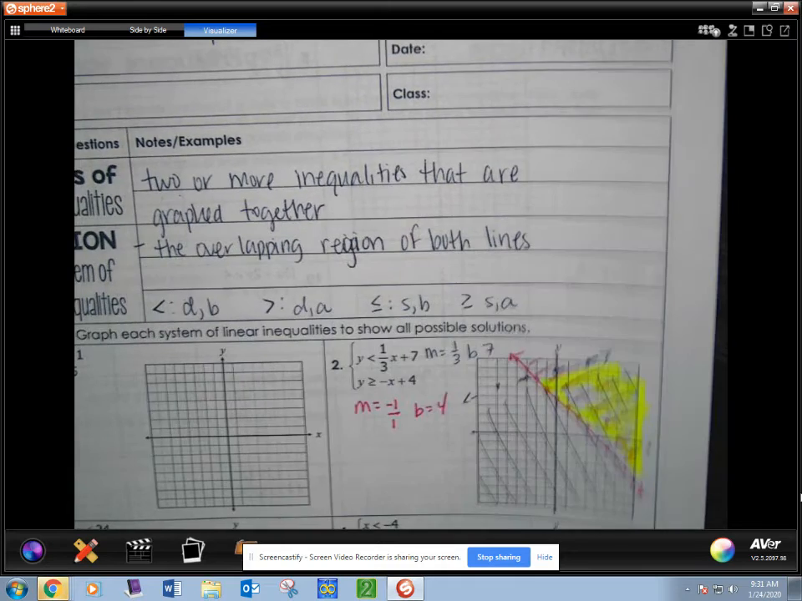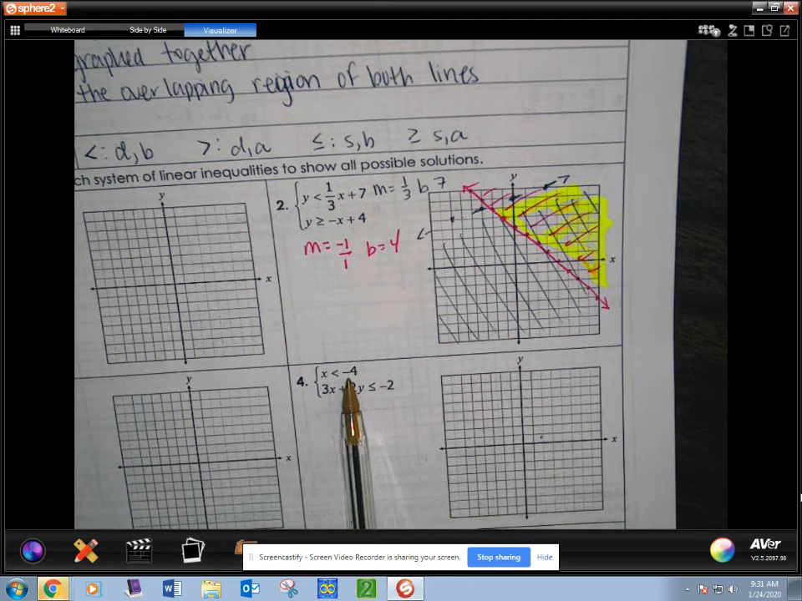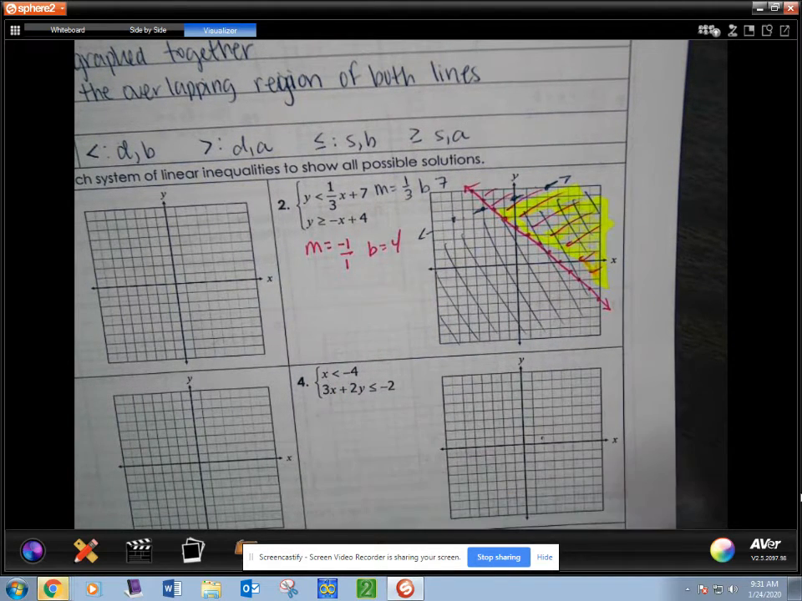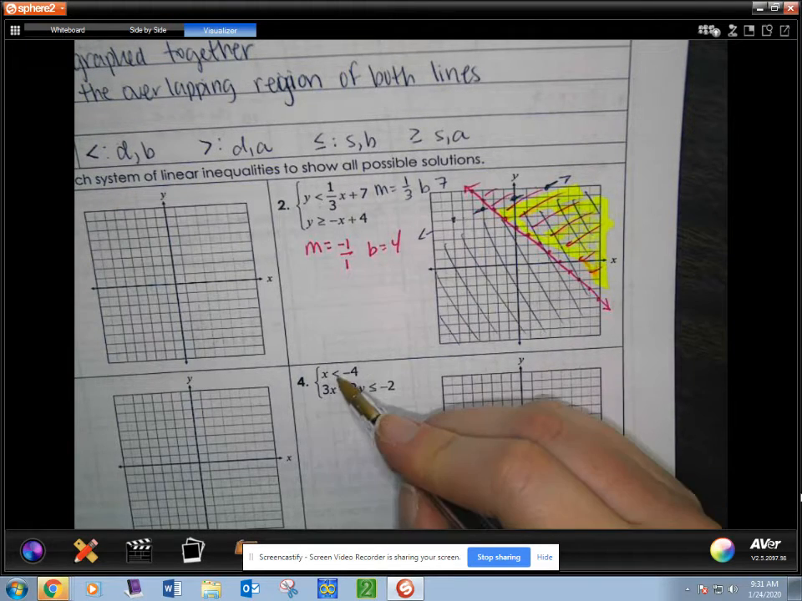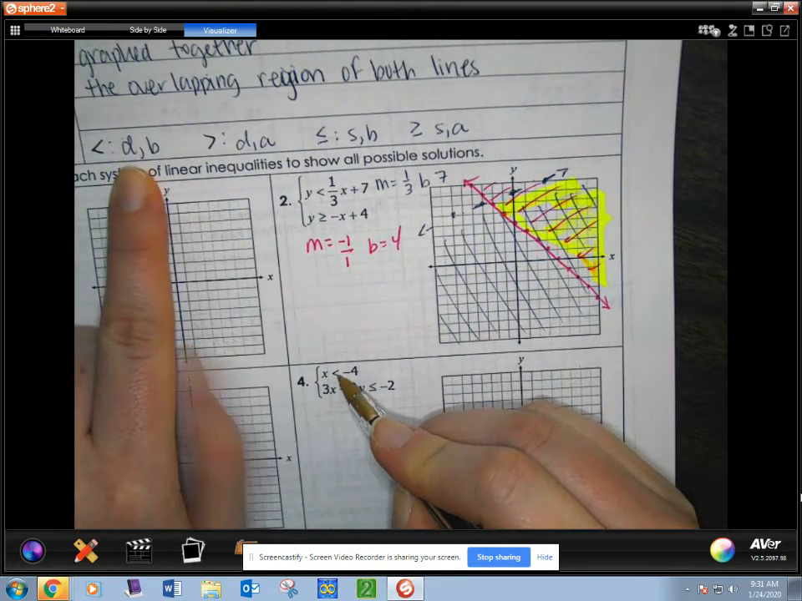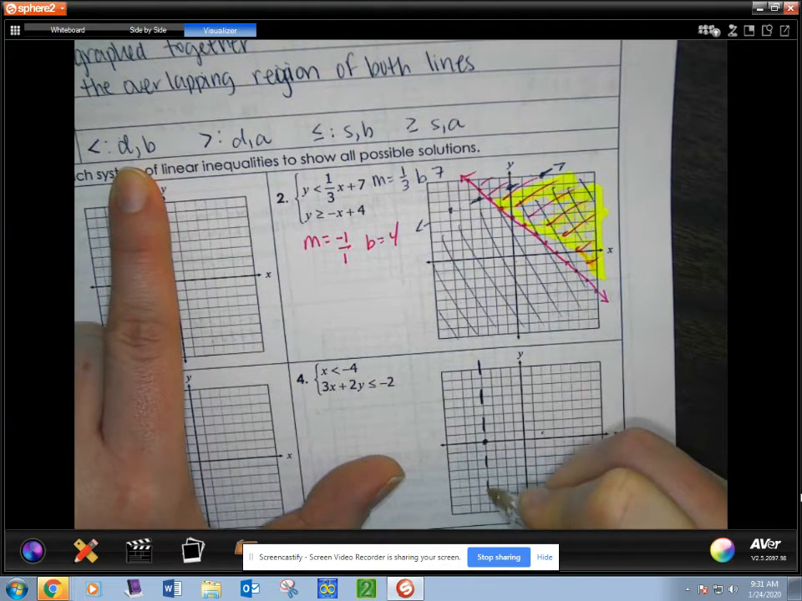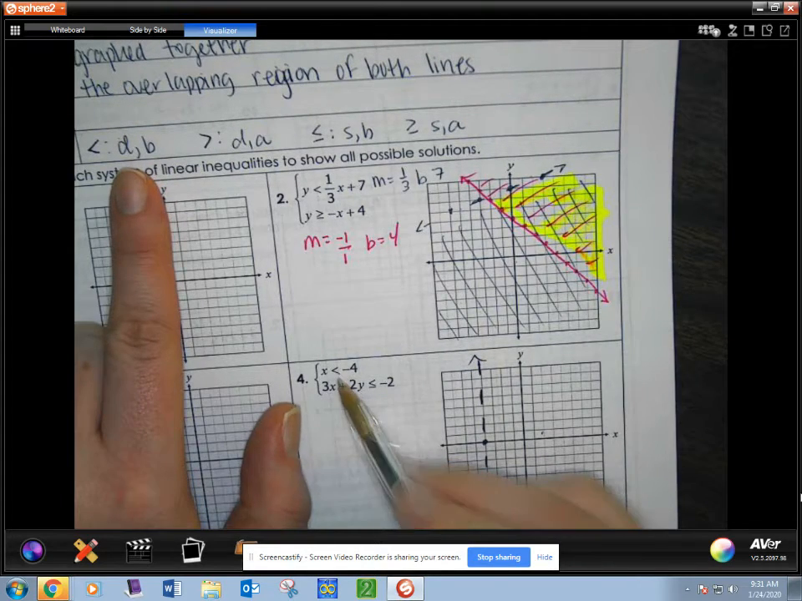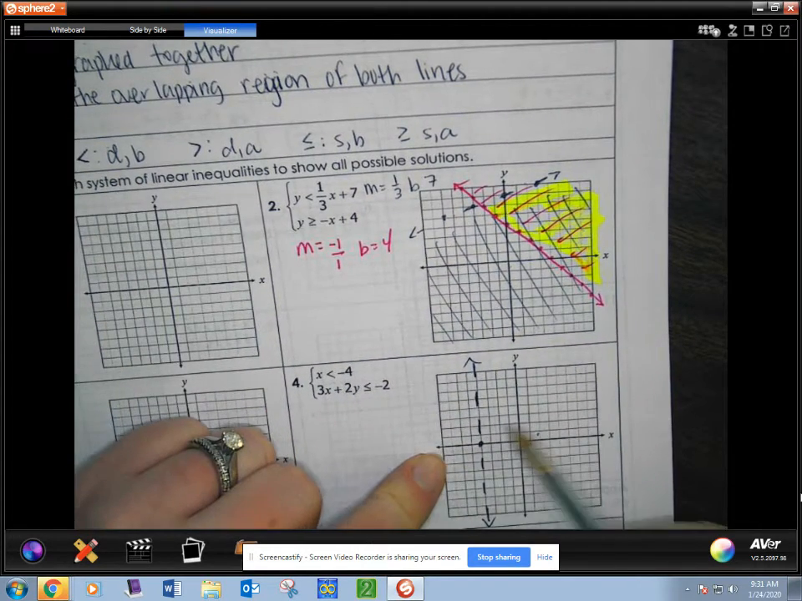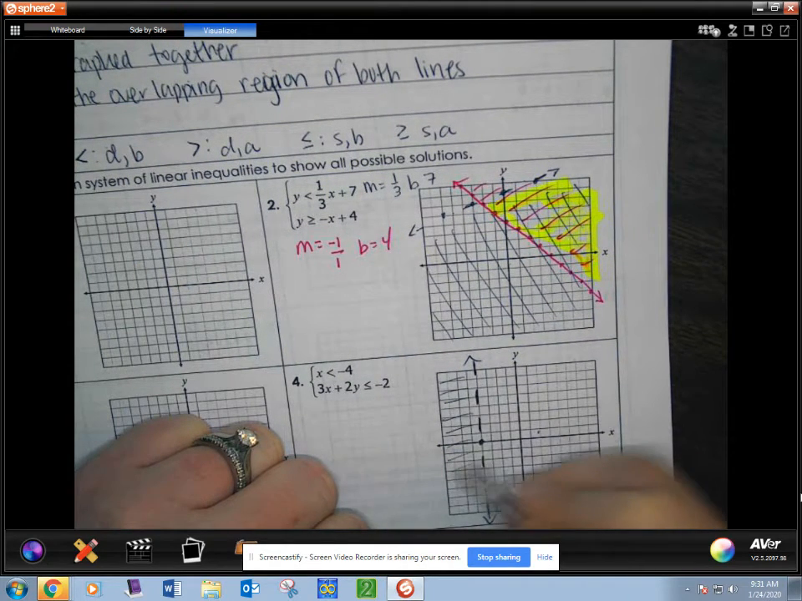Okay, so now I'm going to go to example 4. I have x is less than -4. Since this is one letter by itself, it's ready to go. We go to that axis at -4. This would be a dashed line. And since I want numbers less than -4, if I look at it as a number line, bigger numbers are on the right, smaller numbers on the left. So this is the side I want to shade.